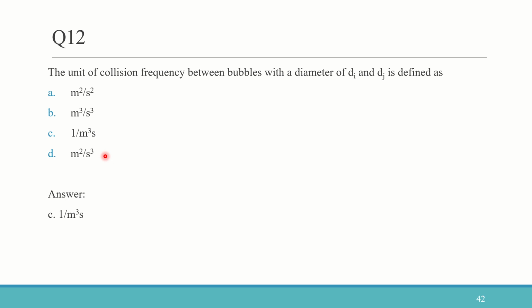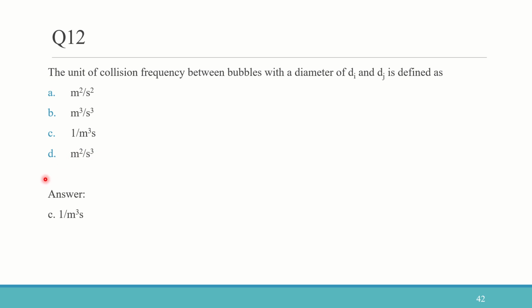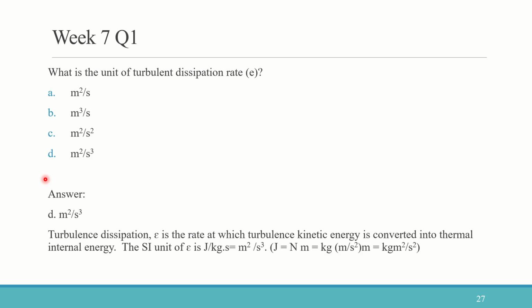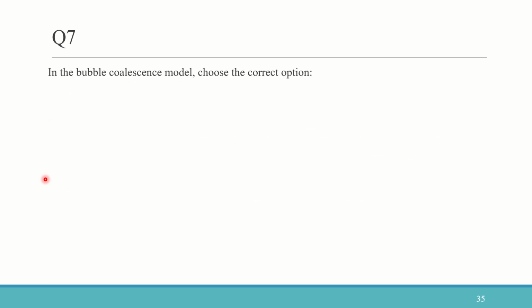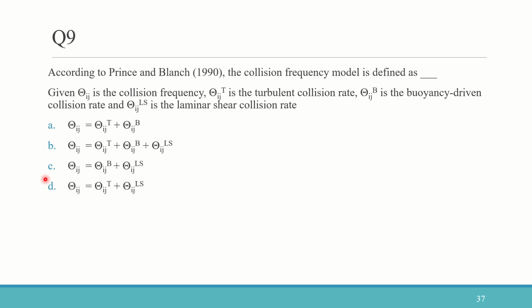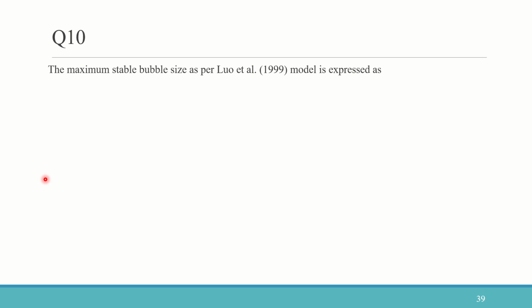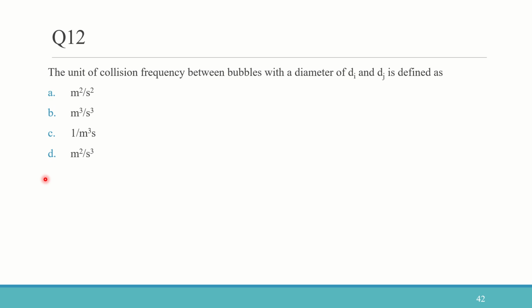The unit of collision frequency between bubbles with diameters di and dj is defined as, it is collision frequency, right? So it is obviously 1 by second, and it is 1 by meter cube second, since it is with two bubbles with two diameters di and dj. Turbulent dissipation rate is meter square per second cube, which we saw in question 1. And 1 by meter cube second is the bubble collision frequency between two bubbles di and dj in diameter. Collision frequency, 1 by meter cube second. I hope it is clear.